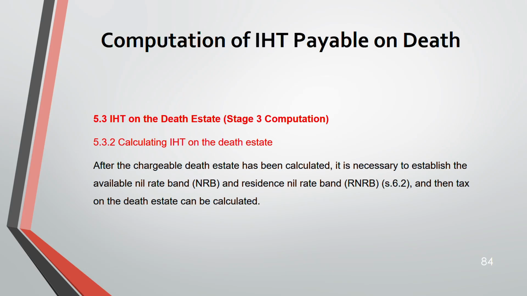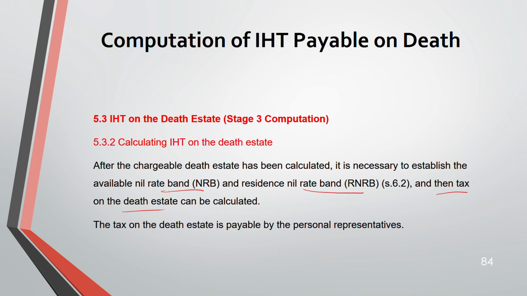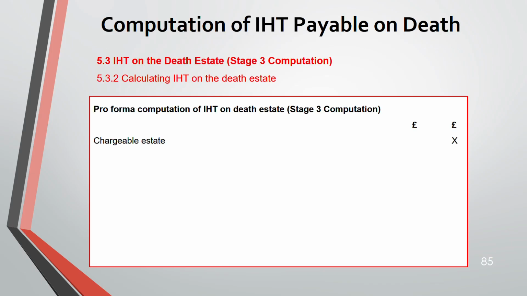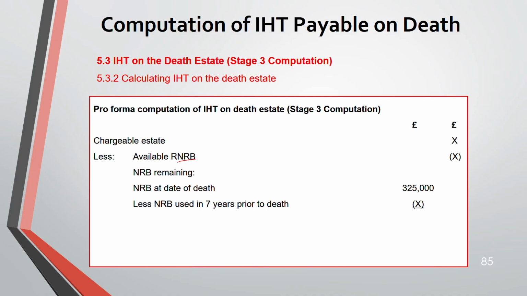So after the chargeable death estate has been calculated like the pro forma, you have to establish your nil rate band and residence nil rate band and then the tax on the death estate. And this tax on the death estate is payable by the personal representatives. So this is the pro forma. After the chargeable estate is the continuation. Less residence nil rate band and nil rate band. First you have to deduct the residence nil rate band before the nil rate band, always. So add the 325,000 and whatever you have utilized in the 7 years before death. So the available nil rate band, and tax at 40%.